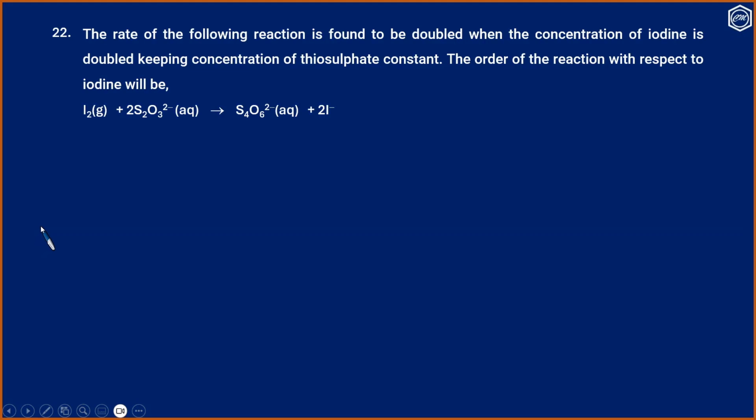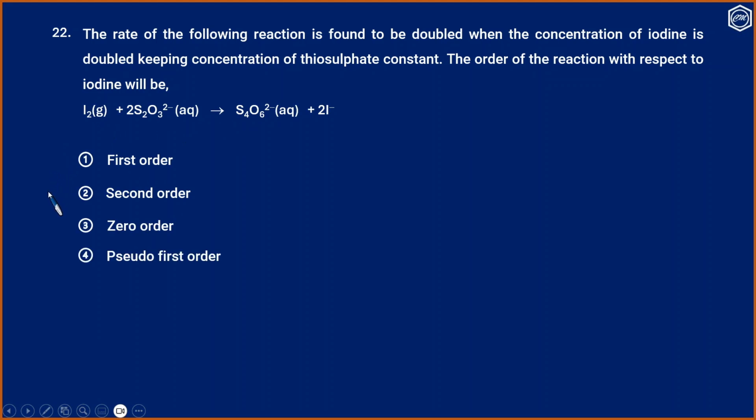Question number 22. The rate of the following reaction is found to be doubled when the concentration of iodine is doubled, keeping the concentration of thiosulfate constant. The order of the reaction with respect to iodine will be: this is the reaction. Option 1, first order. Option 2, second order. Option 3, zero order. Option 4, pseudo first order. Since the rate of the reaction is doubled when the concentration of iodine is doubled, the rate is directly proportional to concentration of iodine. So the reaction should be first order with respect to iodine. That is the correct answer.